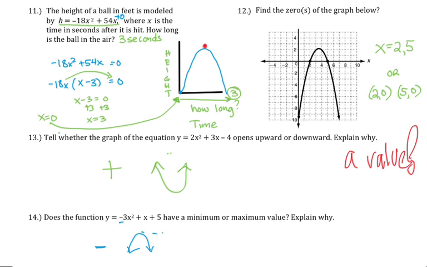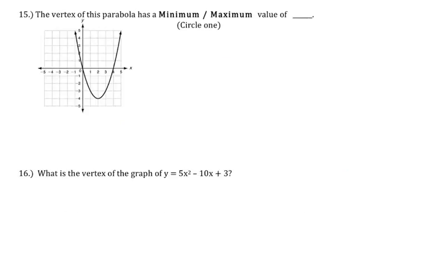On number 14, it's a negative graph, which makes a sad face. And because of that, it has a maximum amount of positive y values, right? It will not have all the positives. If it were a positive graph, then it would have all the positives, depending on where it started, but yeah.